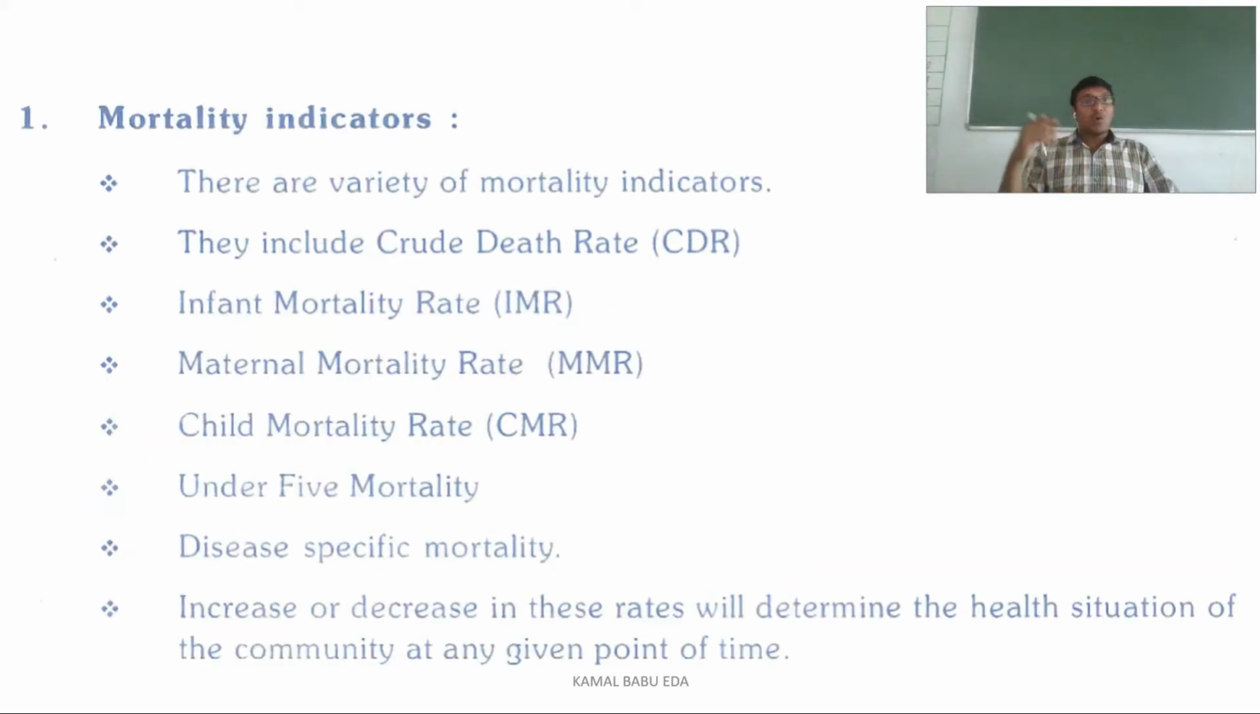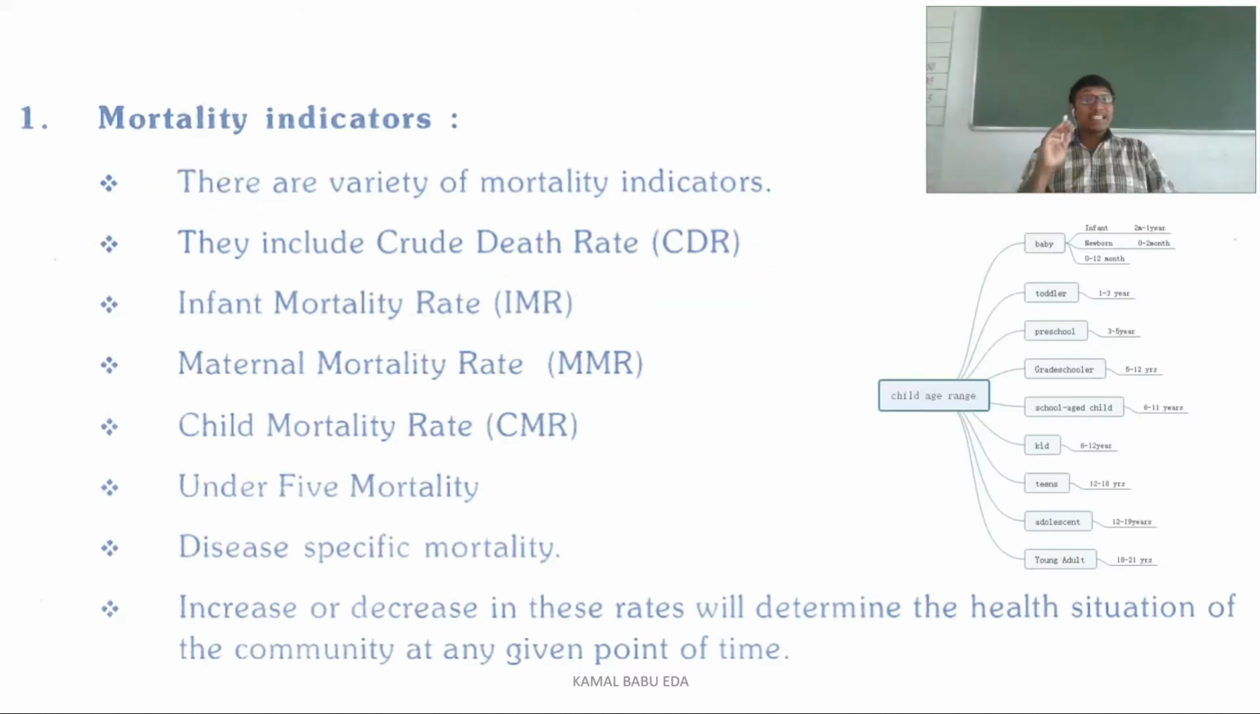Now we'll see the mortality indicators. Mortality means nothing but the death rate. There are different varieties of mortality indicators. We have the crude death rate, also called CDR. We have the infant mortality rate. What is the infant mortality rate? First of all, you should know what an infant is.